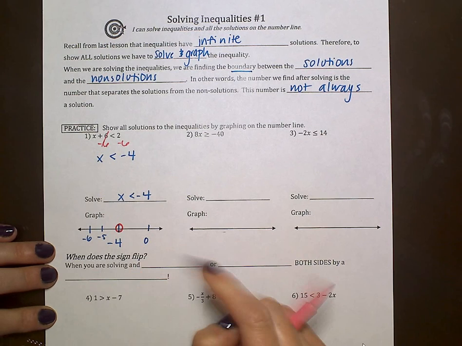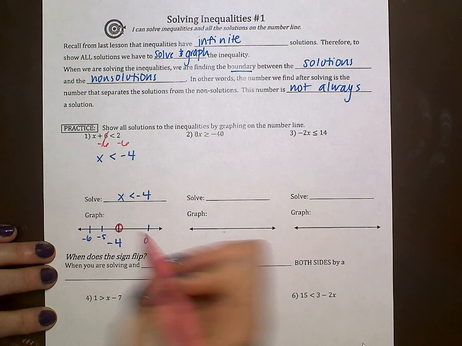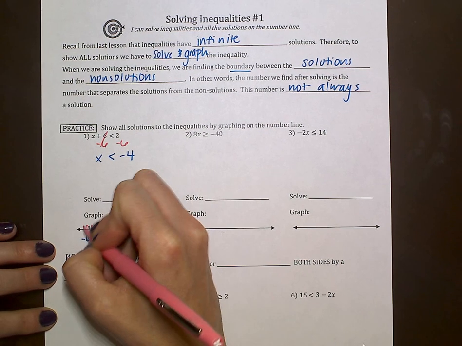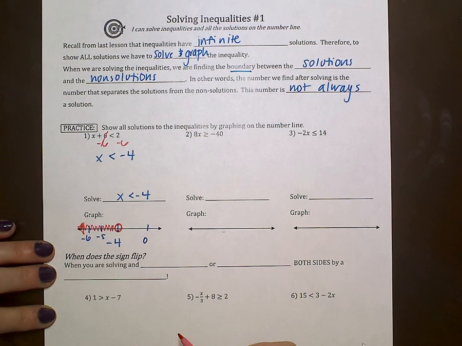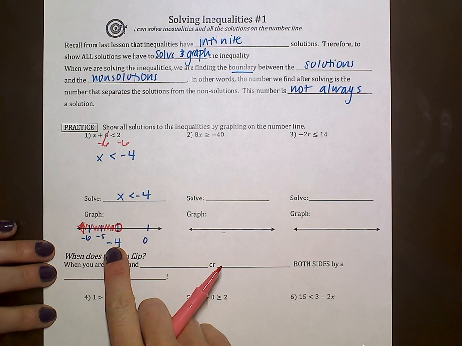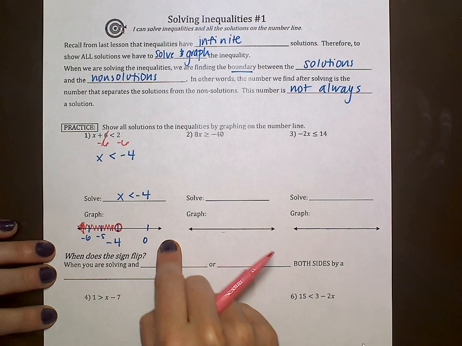I can't plug negative 4 in. If that "or equal" is not there, this number does not work in your inequality. But I can show where the numbers are that work: all the numbers less than negative 4, like negative 5, negative 6, and so on and so forth, so I would shade to the left. Again, this number separates the answers from the non-answers. Answers are to the left of it, non-answers are to the right of it.